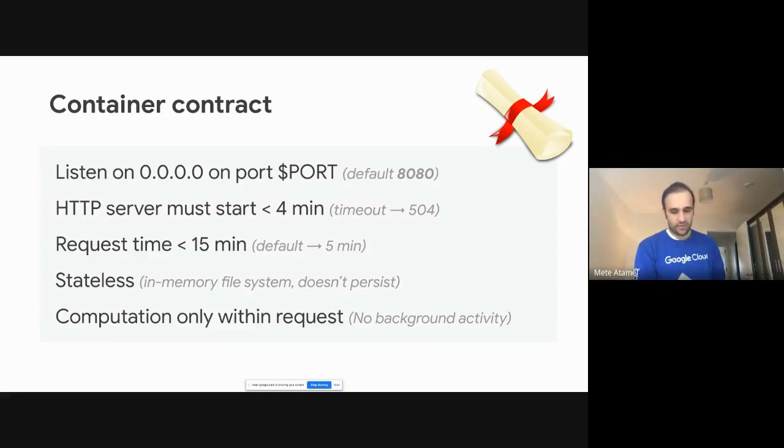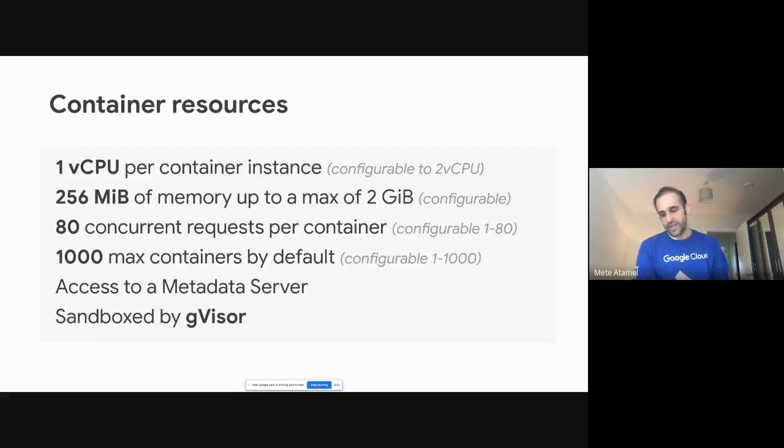Your containers have to be stateless, but you can access things outside your container to externalize the state. And you can only do computation within the request, meaning when the request comes in, you cannot spin another thread and do other things. That's not allowed. The resources you get by default is that each container gets 1 CPU and 256 megabytes of RAM, but these are configurable. Up to 2 gig of memory, I think, and the CPU can be increased to 2 now, and we'll probably make it even more as we go further.